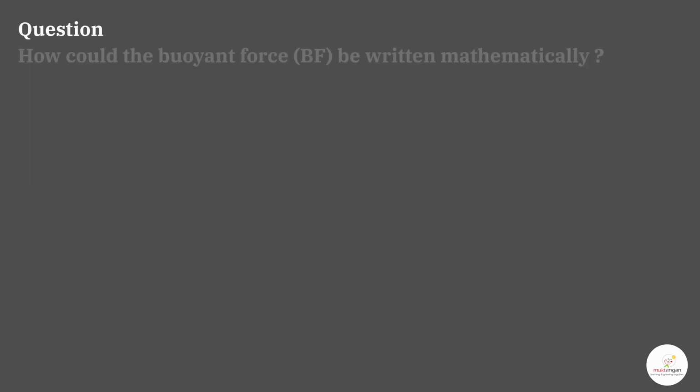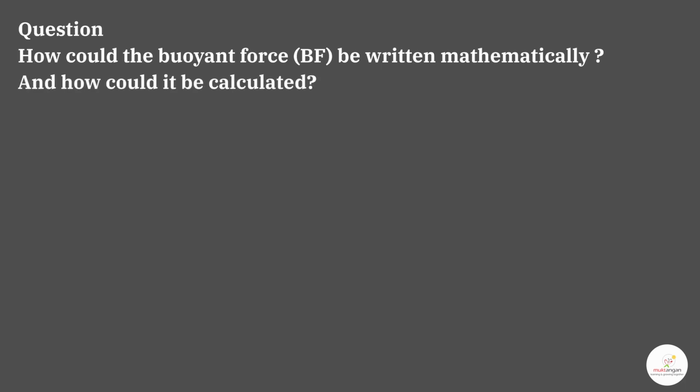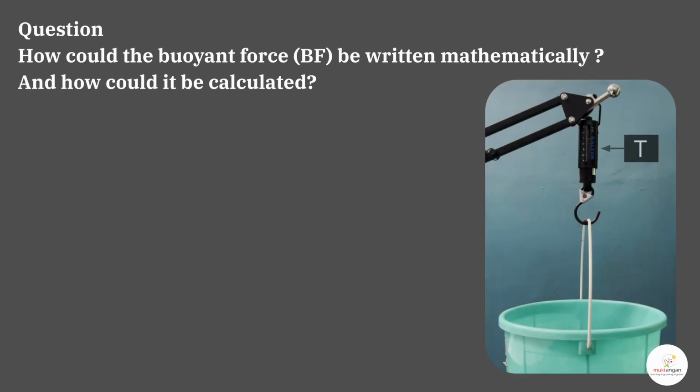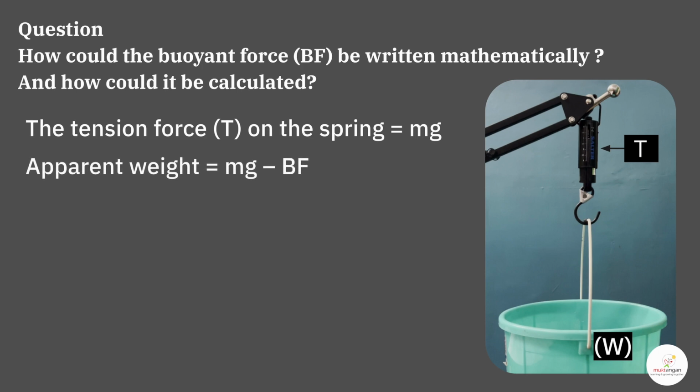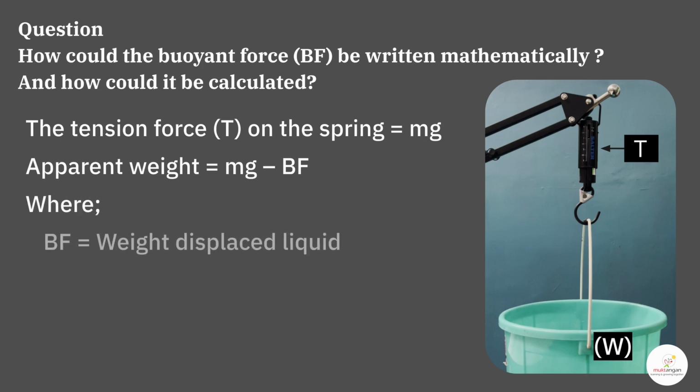So the question is, how could the buoyant force be written mathematically and how could it be calculated? As you learned from my previous video, the tension force T is equal to mg, where m stands for mass and g is the gravitational acceleration. You also learned that apparent weight is mg minus BF. So how do we calculate BF? BF, you know, is the weight of the displaced liquid. You have read before that weight is equal to mass times gravitational acceleration, that is W = mg.